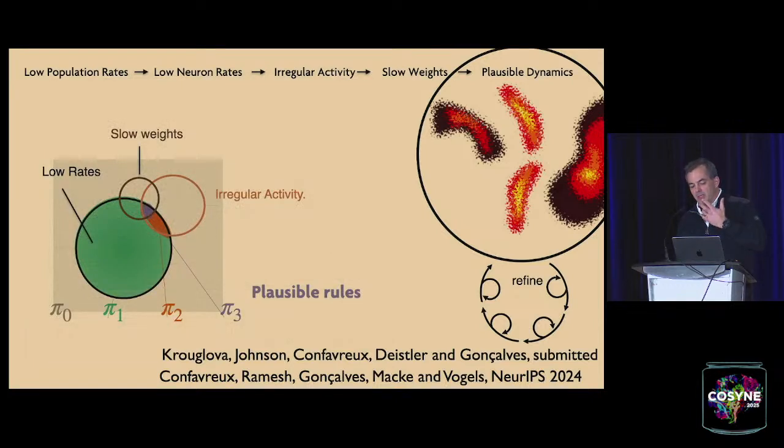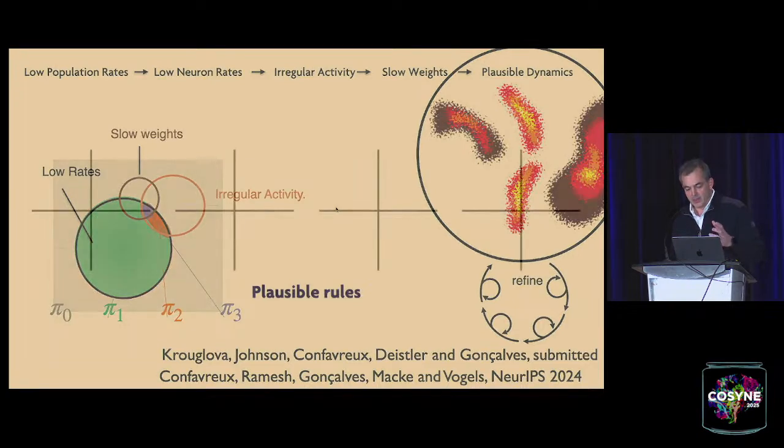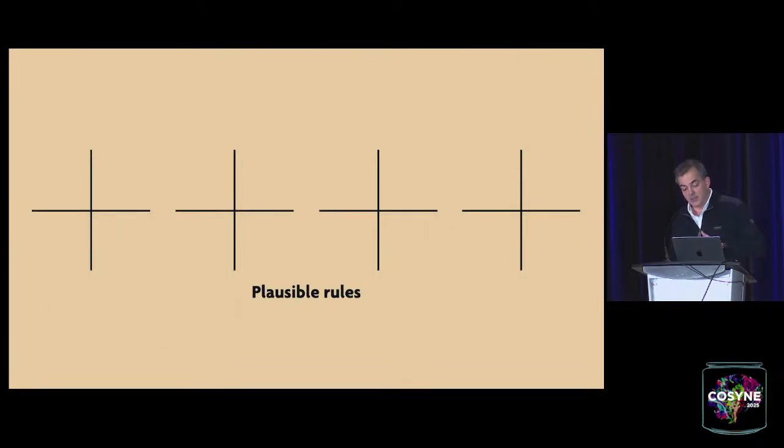Mathematically not completely kosher, I was told, because we can't exclude the fact that we're missing some solutions, but we're really not interested in all the solutions, we're just interested in one, really, right? And so if you didn't like the simulation so far, the animation so far, this is really what we did. We started out with a constraint that said just low population rates, then low neuron rates, then irregular activity, slow weights, and finally plausible dynamics. And so we end up with this sweet spot of plasticity rules that give us plausible dynamics. And that it did, this search mechanism.